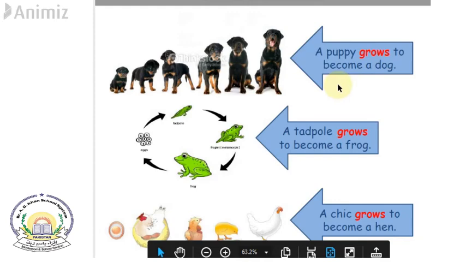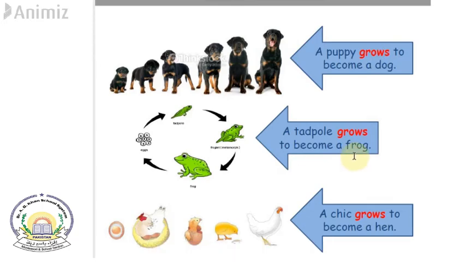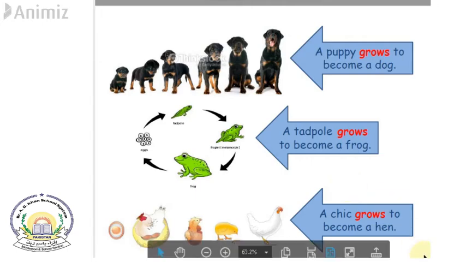A puppy grows to become a dog. A tadpole grows to become a frog. A chick grows to become a hen. So when these things are small, they grow. When a dog is first born, it's a puppy, and then it grows to become a dog. Similarly, a frog hatches out of eggs, an embryo is formed and tadpoles are created. Then those tadpoles grow and become frogs. Similarly, when an egg is hatched, a chick is born, and the chick grows into a hen.